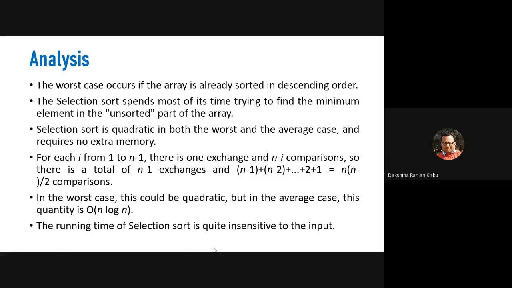The running time of selection sort is quite insensitive to the input. So why is it called insensitive to the input? When we use the original order of the array elements. But in case of descending order or the reverse order, the algorithm will be found to be very sensitive. Otherwise, the selection sort algorithm is not found to be very sensitive to the input. Any questions from this part?